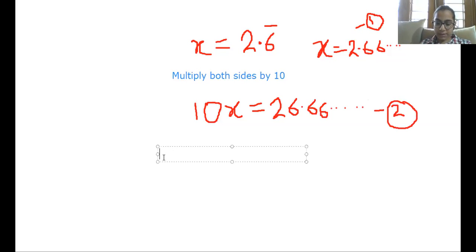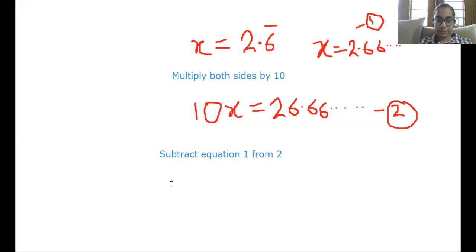Now a very simple step: subtract equation 1 from 2, as simple as that. So when you subtract the equation, what do you get? 10x minus x equals 9x. 10x minus x equals 9x.